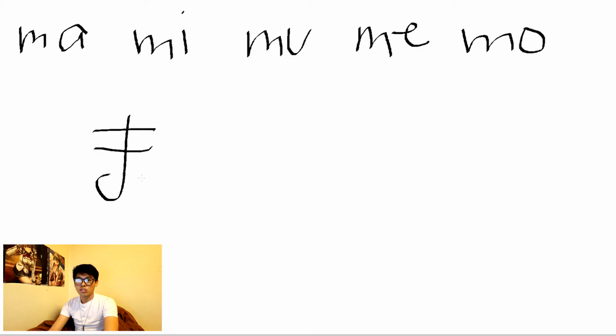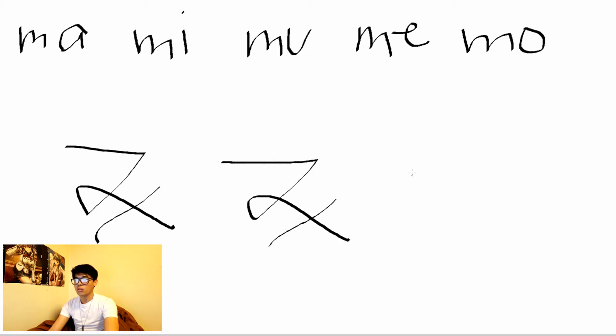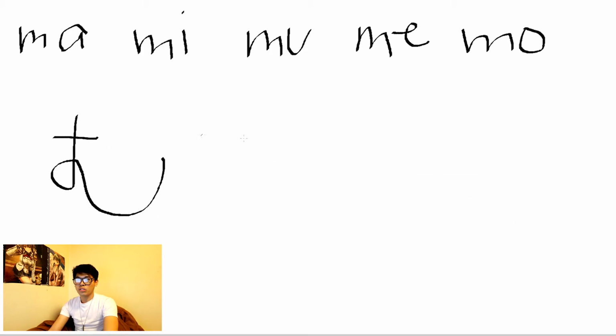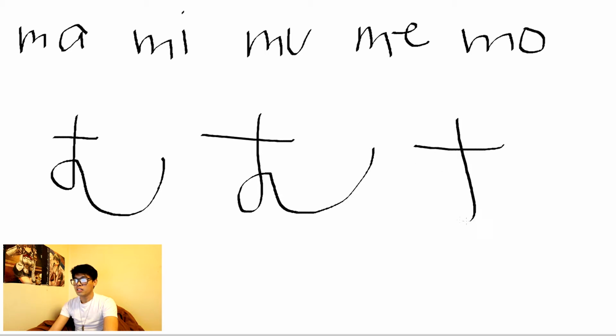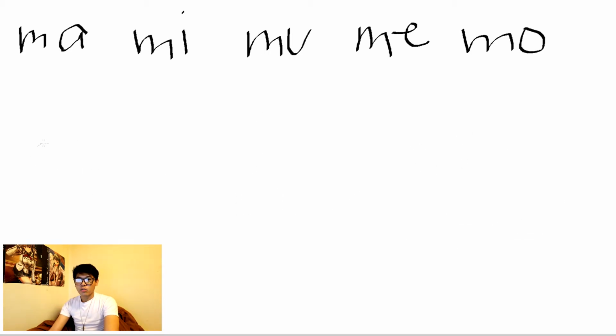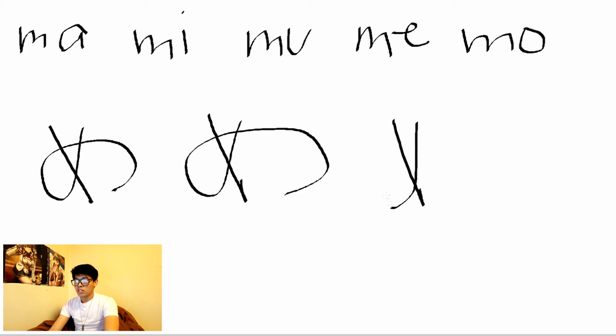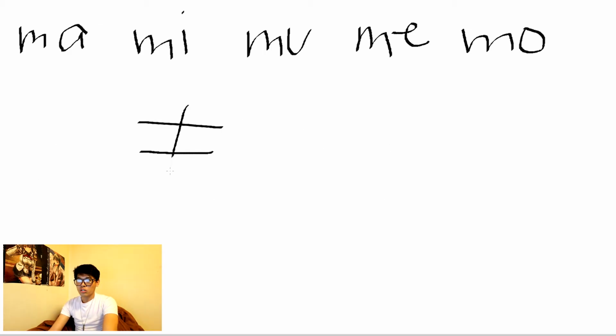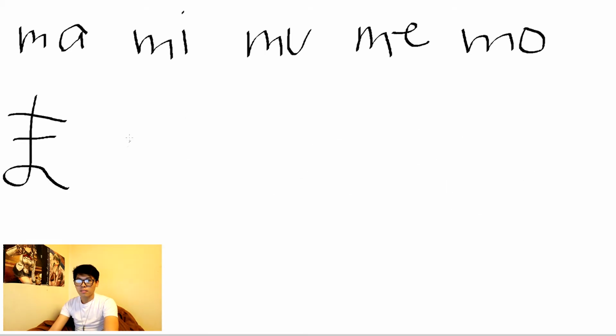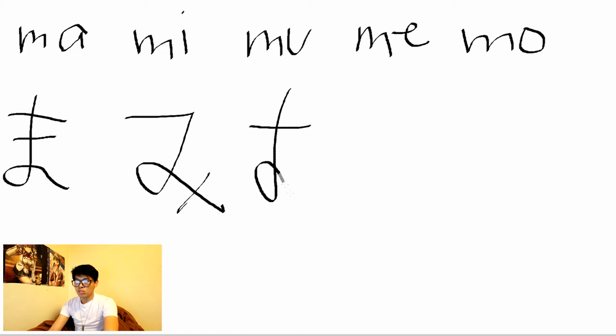1, 2, 3. Ma. Me: 1, 2. That's me. Mu: 1, 2. That's mu. Mo: 1, 2, 3. That's mo. So we have ma, mi, mu, me, mo.